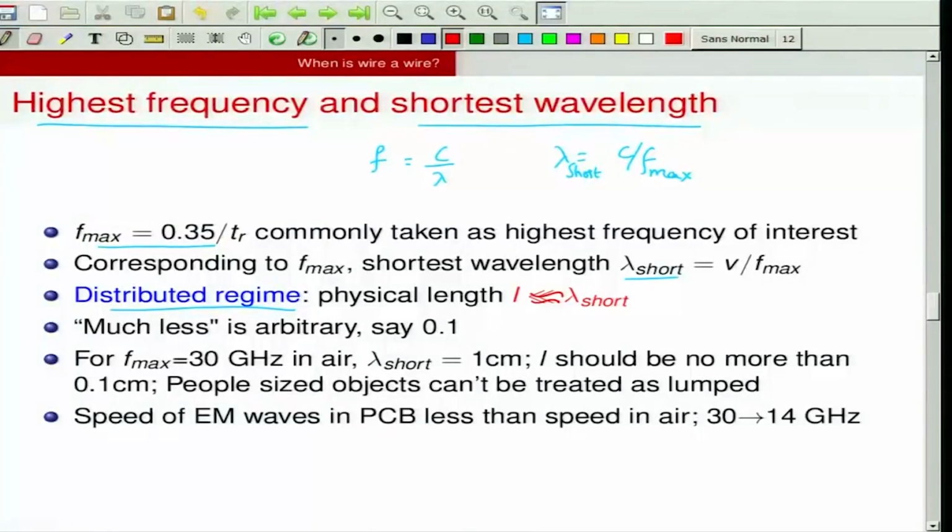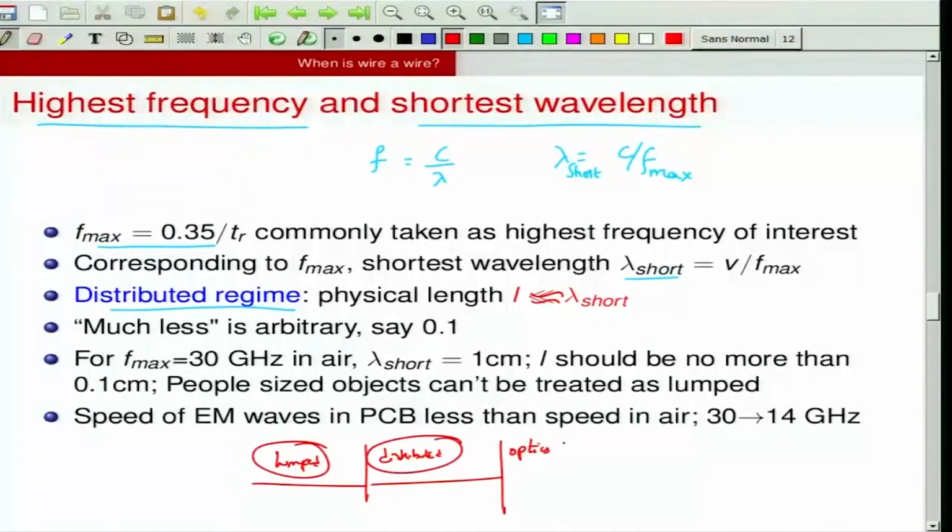This distributed regime is kind of arbitrary. We cannot really say that this is lumped, and at this critical frequency you are in the distributed regime, and thereafter at this point you are in the optics regime. These differences are mostly qualitative. They give you the general idea that your physical dimensions must be much smaller than lambda, whereas in the distributed circuit you have d around lambda, and in the optics regime d must be much larger than lambda.